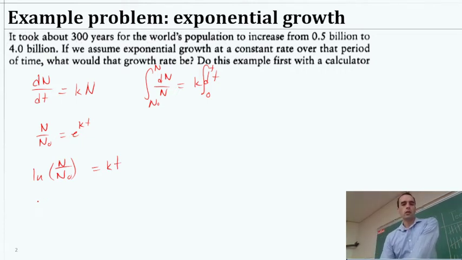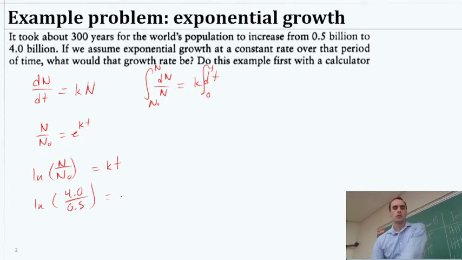And so we have the natural log of 4.0 divided by 0.5 equals k times 300. So it asked for the rate. I think perhaps it was referring to the rate constant, and I think years are a reasonable time to give it. The units here for the time are years, so we can solve for that k in per year.